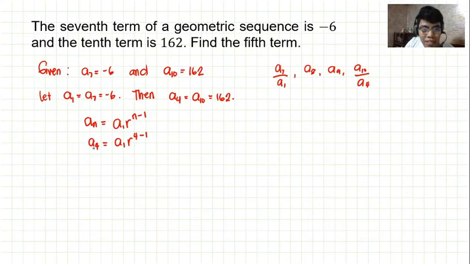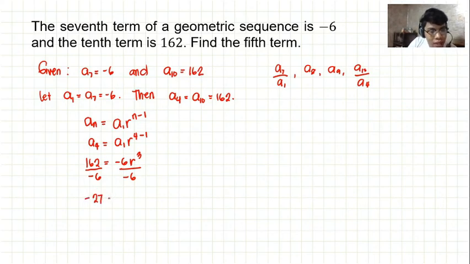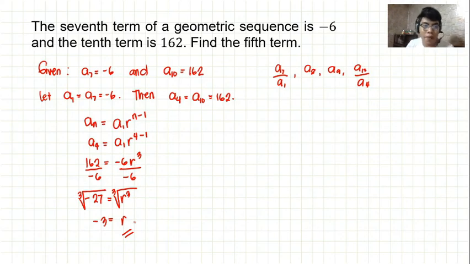From that, a sub 4 is equal to 162, equal to a sub 1, which is negative 6, times r raised to 3, right? So we can now solve for r, dividing negative 6 on both sides. This will be negative 27 equal to r cubed. Now solving for r, we extract the cube root of both sides. So r equals negative 3. So we now have the value of r.